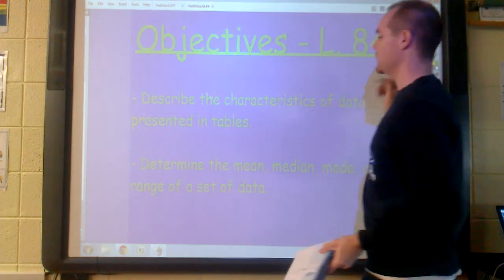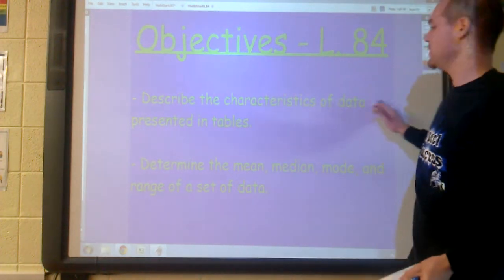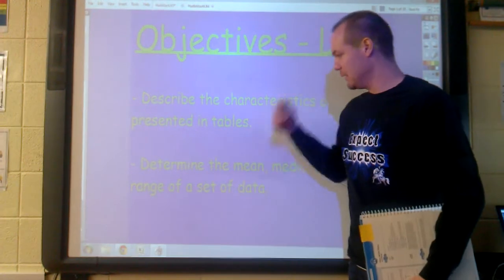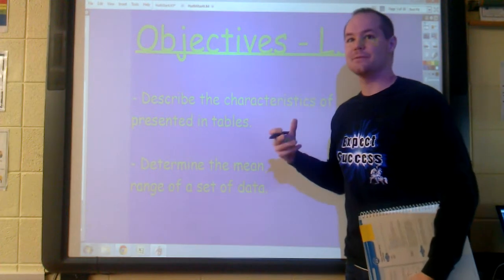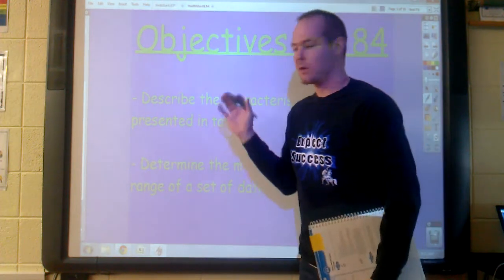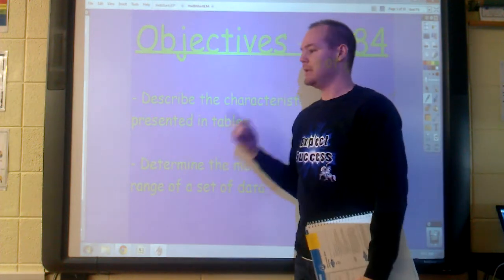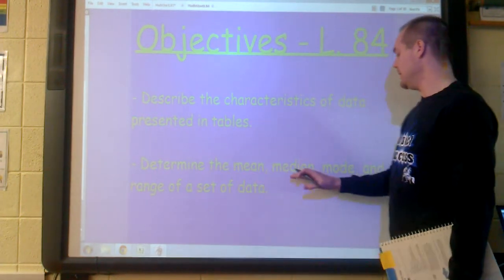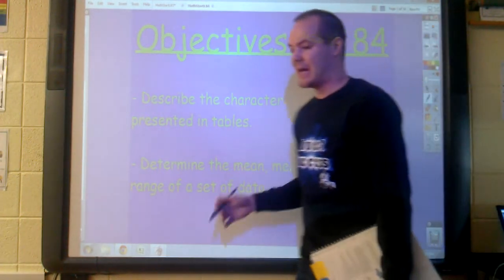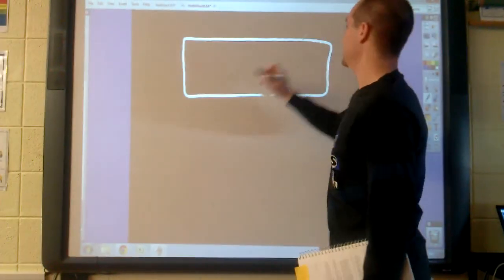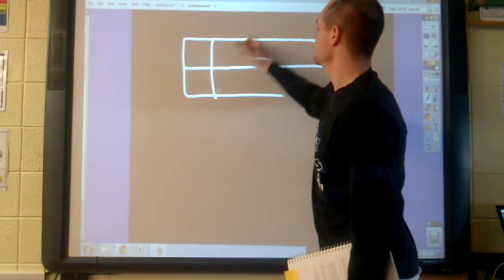Okay, the objectives for today, we will describe the characteristics of data presented in tables. We're going to get data, and it'll be presented in the form of one of those tables, of course with our rows and our columns. We will find the mean, median, mode, and range of that data. We will also determine the mean, median, mode, and range of a set of data. So maybe they'll present it again in the form of a table.